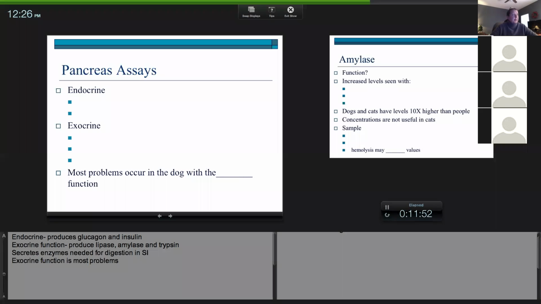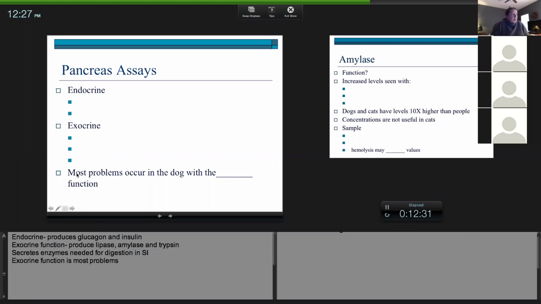Now, when we talk about the pancreas, remember the pancreas has two components: endocrine, which is within, and exocrine. The endocrine pancreas secretes within the bloodstream. The exocrine pancreas is going to secrete into a duct. So your endocrine produces glucagon and insulin. So that's what those two little lines are, glucagon and insulin. And your exocrine produces your lipase, amylase, and trypsin. So amylase, lipase, and trypsin.